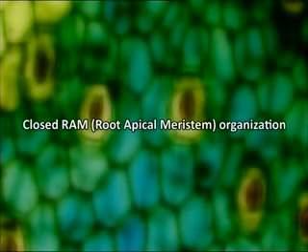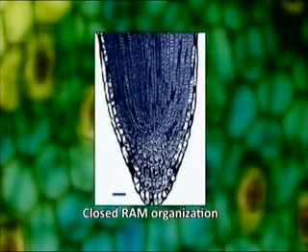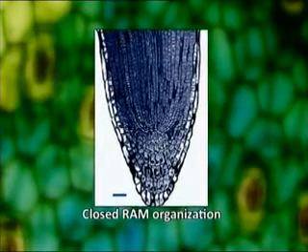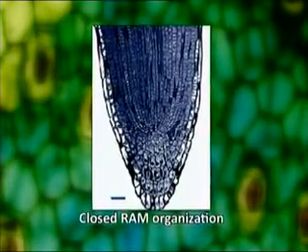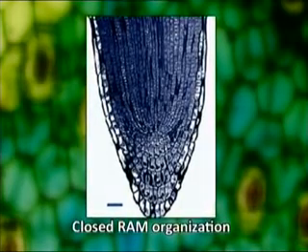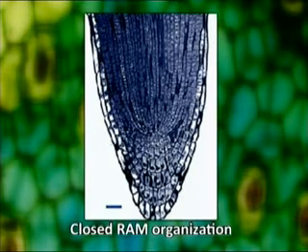Now, closed RAM organization. In this type, there are three specific tiers of initial cells, that is stem cells, from which all other cells in the root body and cap are connected by lineage. One tier for the vascular cylinder, one for the cortex, and another for the epidermis and root cap, for example in flax. A fourth tier of initials called calyptrogen derives only the root cap, is found only in grass, and is lacking in roots of dicotyledonous plants.